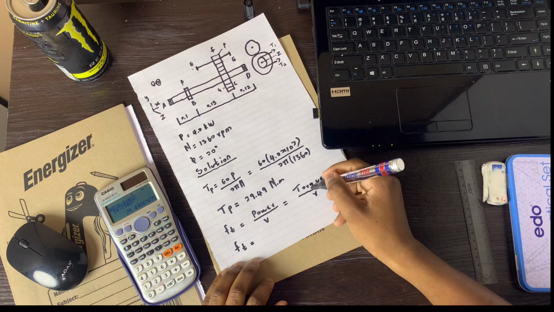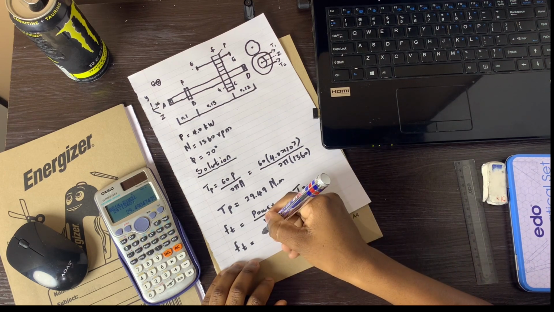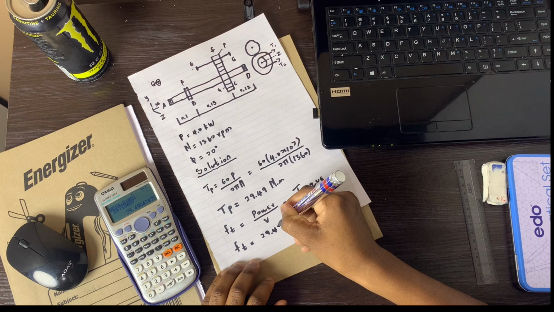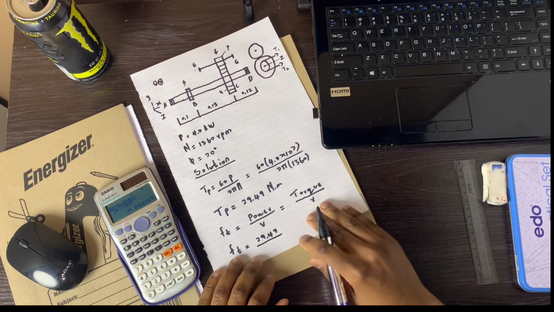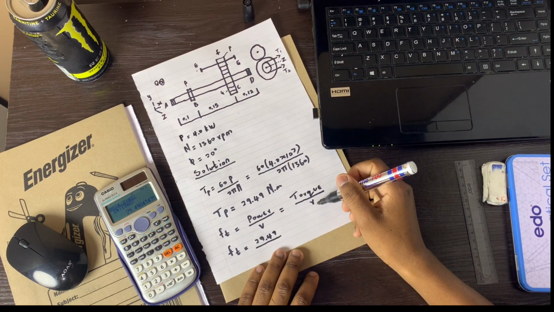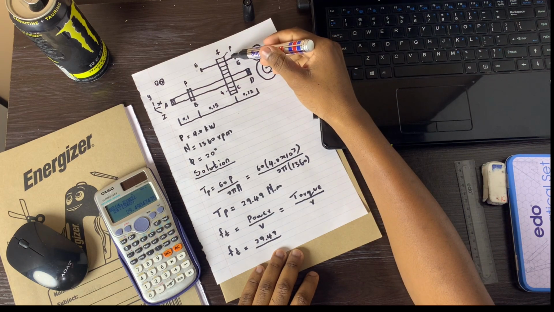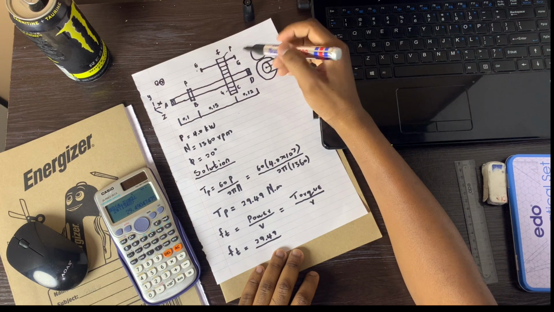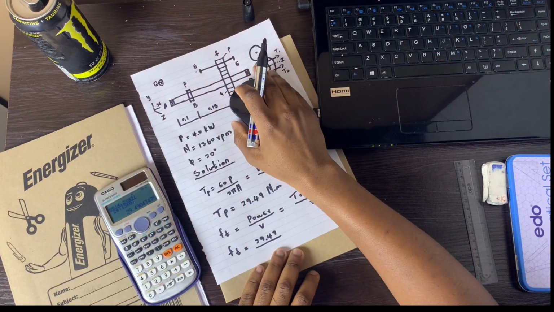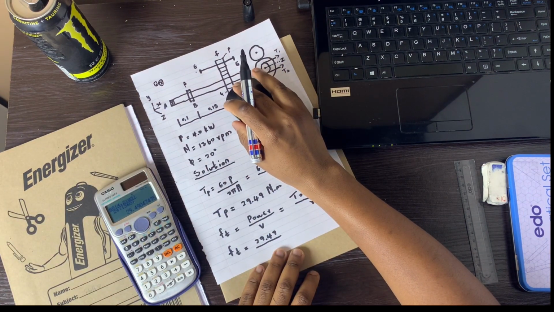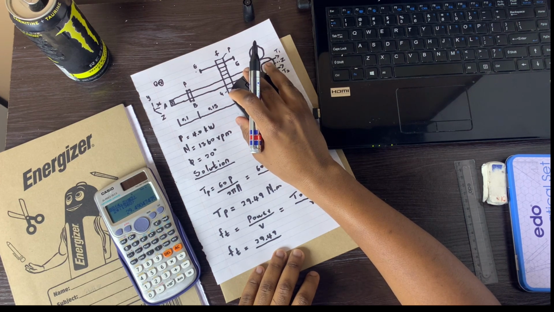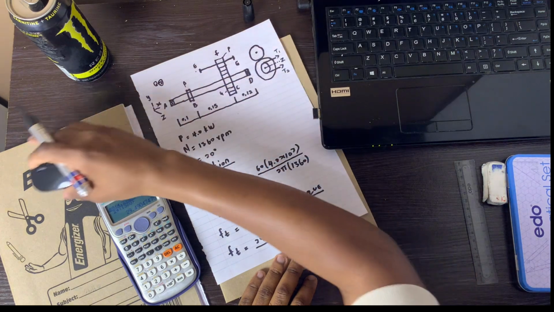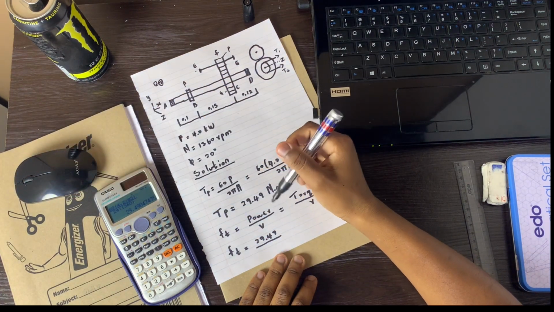The tangential load is equal to the torque I calculated, which is 29.49, over R. And what is this R? R is the radius of the pinion. Are we given the diameter of the pinion? Let me check the question. Yes, you're supposed to calculate it, like I said, this is number B.